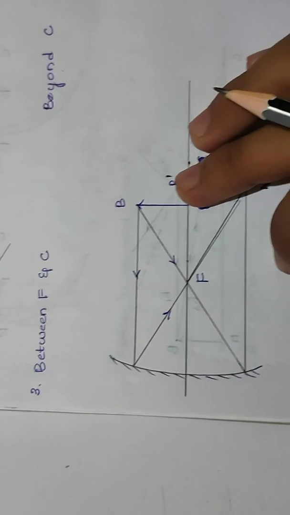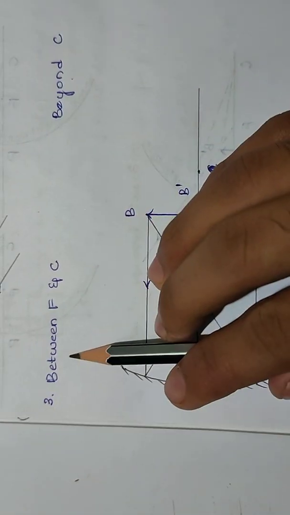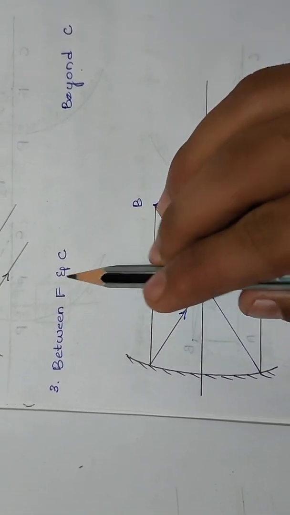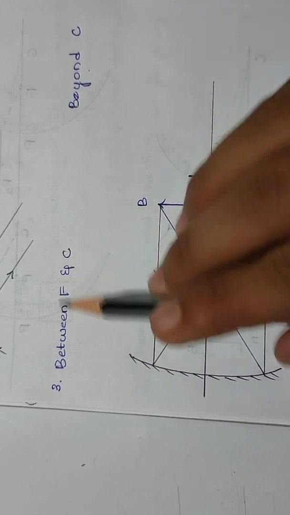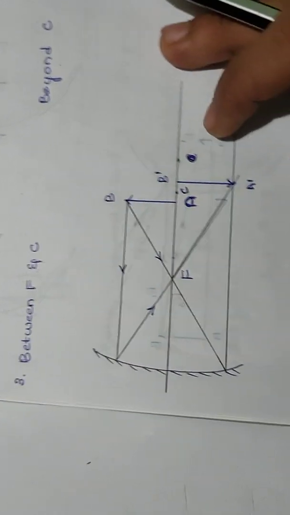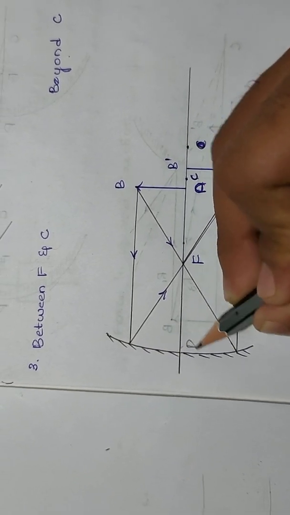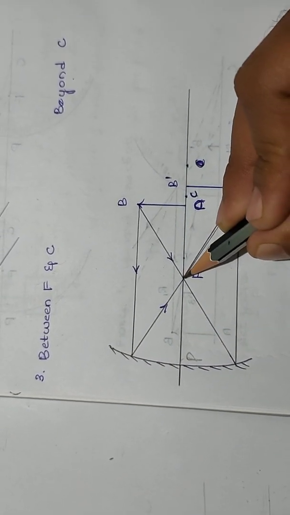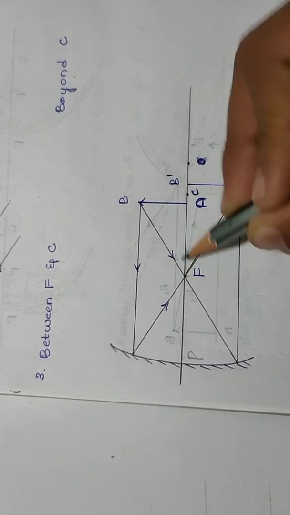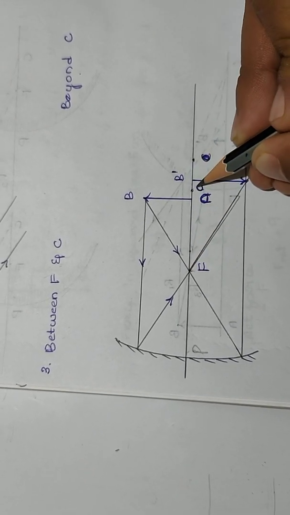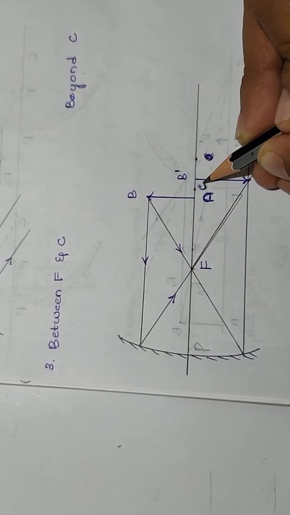Now we'll see the third condition, which is between F and C: focal point and center of curvature. The object is between the focal point and center of curvature. So this is my mirror and this is the pole P. Let us consider this is my focal point, and this is my center of curvature C.